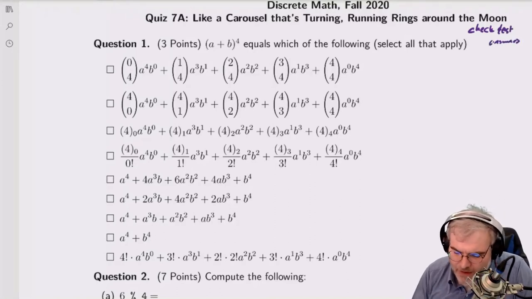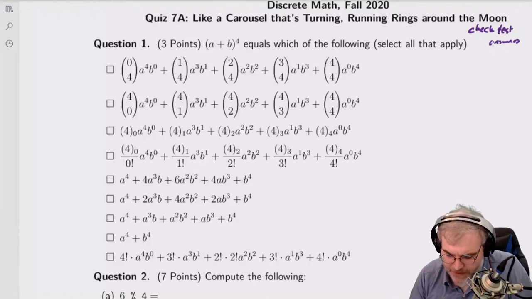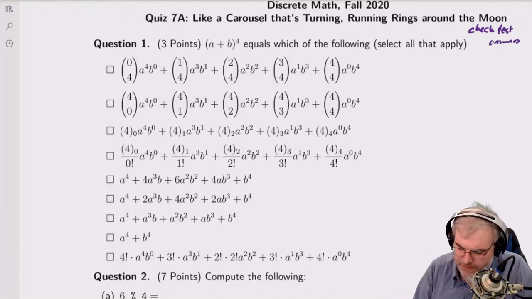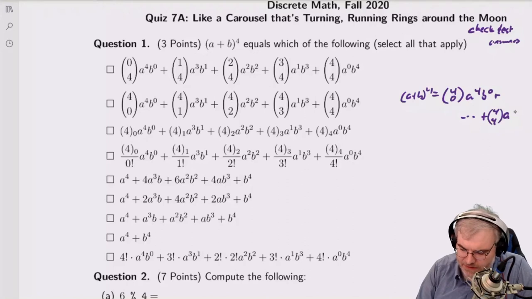Okay. So (a plus b) to the fourth equals which of the following? Well, here's the expansion, right? (a plus b) to the fourth equals 4 choose 0, a to the fourth, b to the zero, plus dot, dot, dot, plus 4 choose 4, a to the zero, b to the fourth, and that's that answer there.